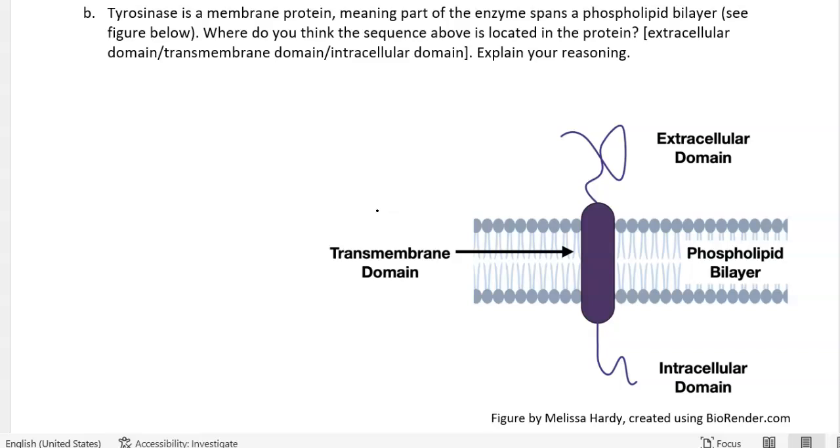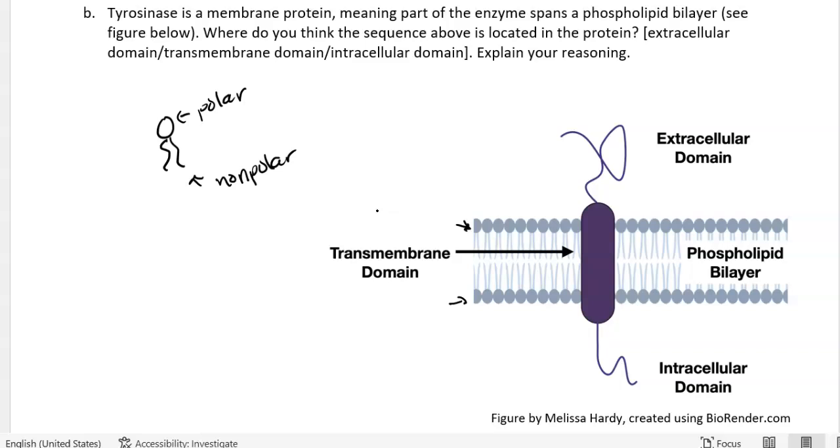So here's our phospholipid bilayer, right? This is how we draw a phospholipid. We have a polar head and two fatty acid chains, which are nonpolar. So when you put the phospholipid bilayer together, this is kind of how they assemble themselves. You have the polar heads on the outside and the fatty acid nonpolar tails on the interior in the transmembrane domain. Here we have our extracellular domain and our intracellular domain.